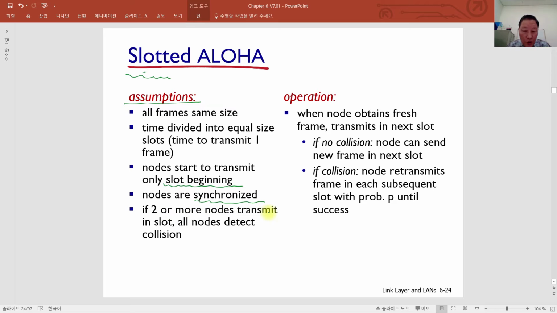If two or more nodes transmit in a slot, all nodes detect the collision. There should always be some mechanism to detect that collision, because the collided signals are already corrupted. Thus that's wrong, and we should retransmit. Operation: when a node obtains a fresh frame, it transmits in the next slot. If no collision, the node can send a new frame in the next slot. If collision, then that's an error. Thus we should retransmit. The node retransmits the frame in each subsequent slot with probability p until success.